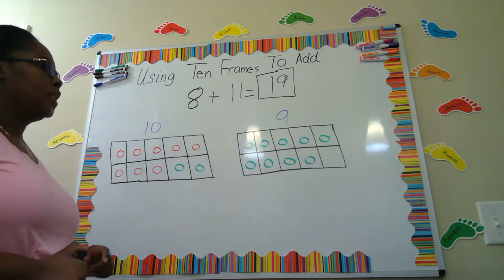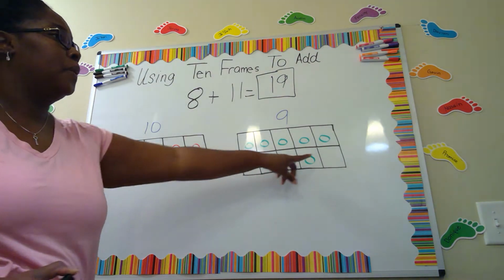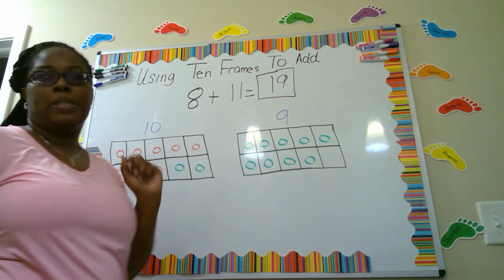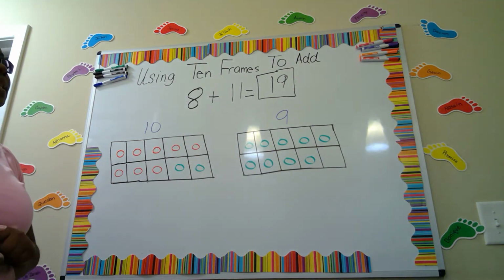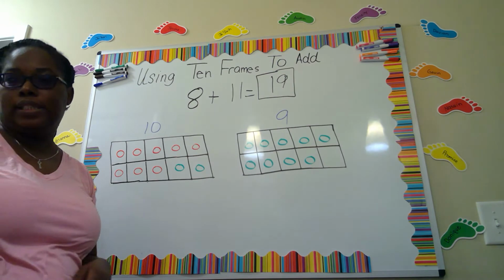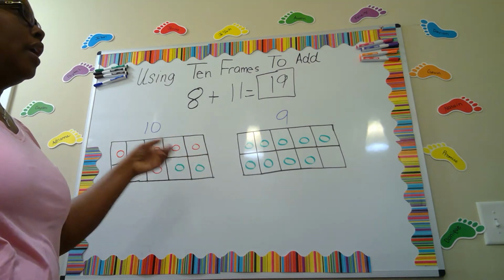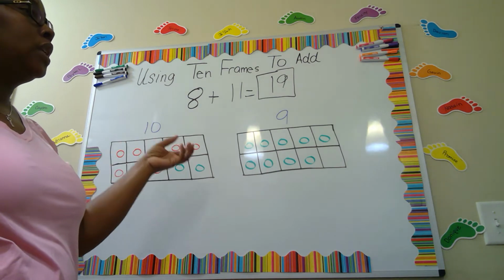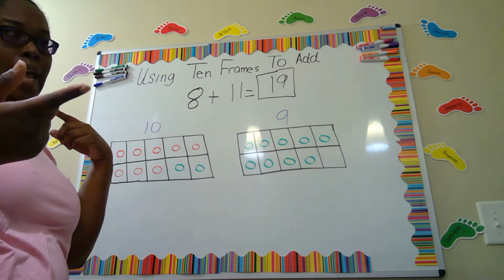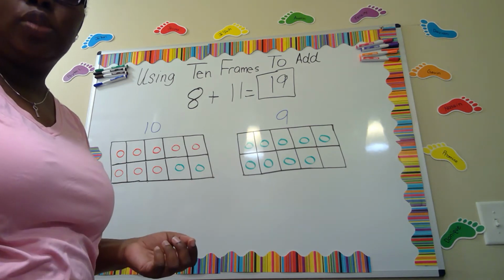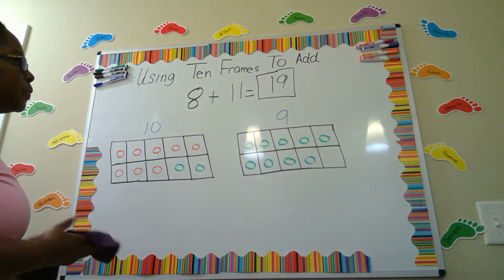And I just visually saw that because I know if this was filled up, that would have been 10 plus 10 is 20. But one less, because there's one missing, one less than 20 would be 19. So a tens frame helps you visually see and helps you mentally add in your head without having to count on your fingers. Our goal is to move away from counting on our fingers, okay?